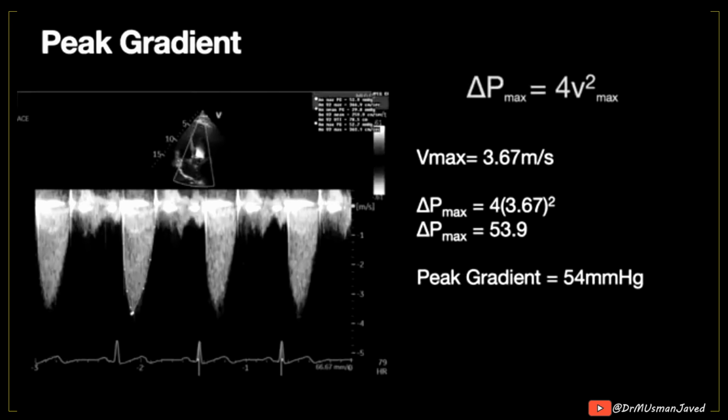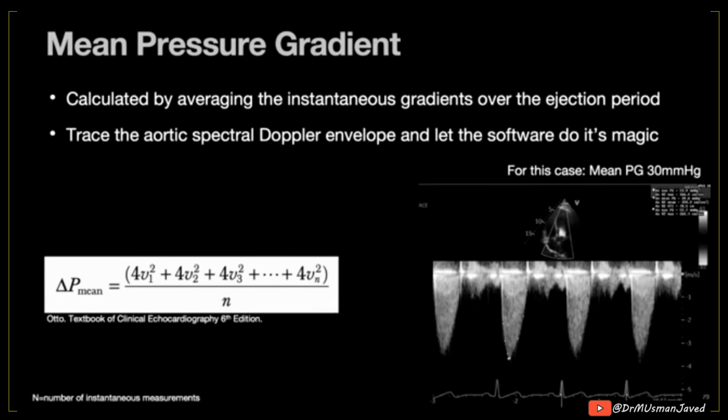So with our same patient, if we use our delta P equals 4V squared, our Vmax is 3.67, which is in the moderate range, and more than 3, so we can use it in the simplified formula. We have a peak gradient of 54 millimeters of mercury. But this is not what we're looking for when we're assessing the severity of the AS; we want the mean gradient. To obtain the mean gradient, it's a calculation by averaging the instantaneous gradients over the entire ejection period. Luckily, it's quite simple to do this on echo because all you have to do is trace the aortic spectral Doppler envelope, and the software does its magic and does the integration for you.